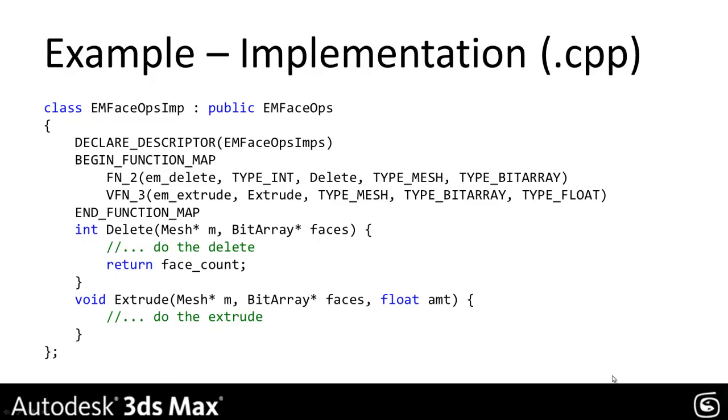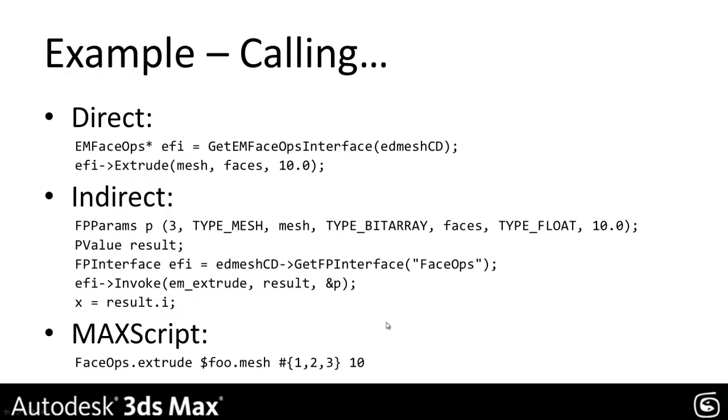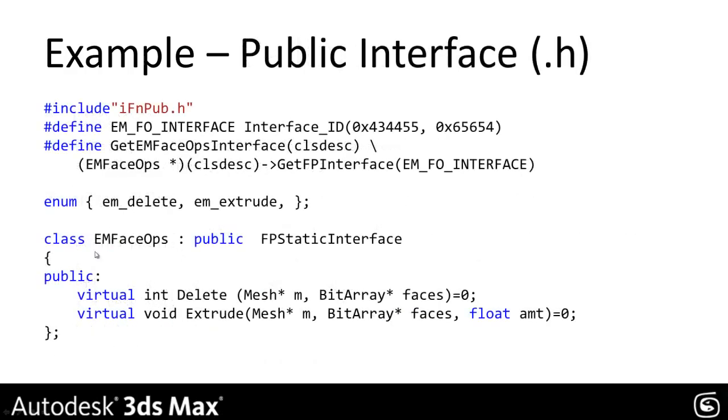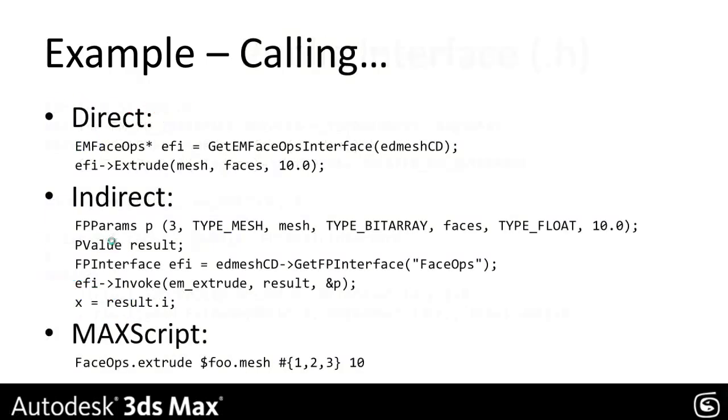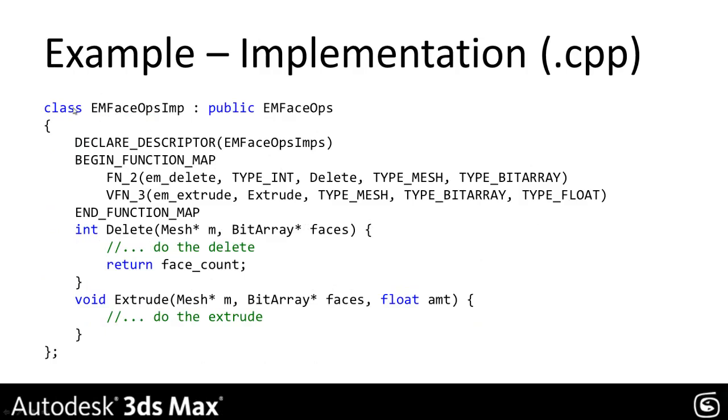So what does the implementation look like? What is the hidden detail? So here's where the function map comes in. So first of all, there's our public class. So if we go back up here to this slide, here's em faceops. That's our public class. And we derive an imp class off of it. And then we need to declare the descriptor for it. And then we begin the function map.